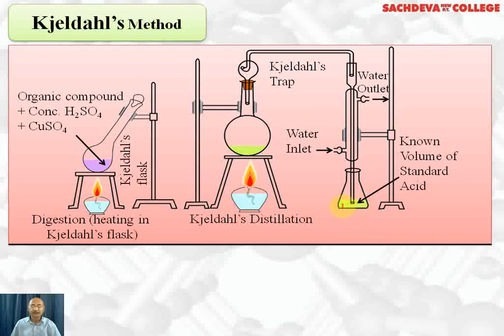this sulfuric acid we will titrate with the help of NaOH to find out how much volume of sulfuric acid remains unneutralized with ammonia. And by finding out the sulfuric acid unutilized by ammonia, we can also find out how much volume of sulfuric acid was neutralized by ammonia. And by this volume, we can do calculation to find out the percentage of nitrogen present in the given compound.